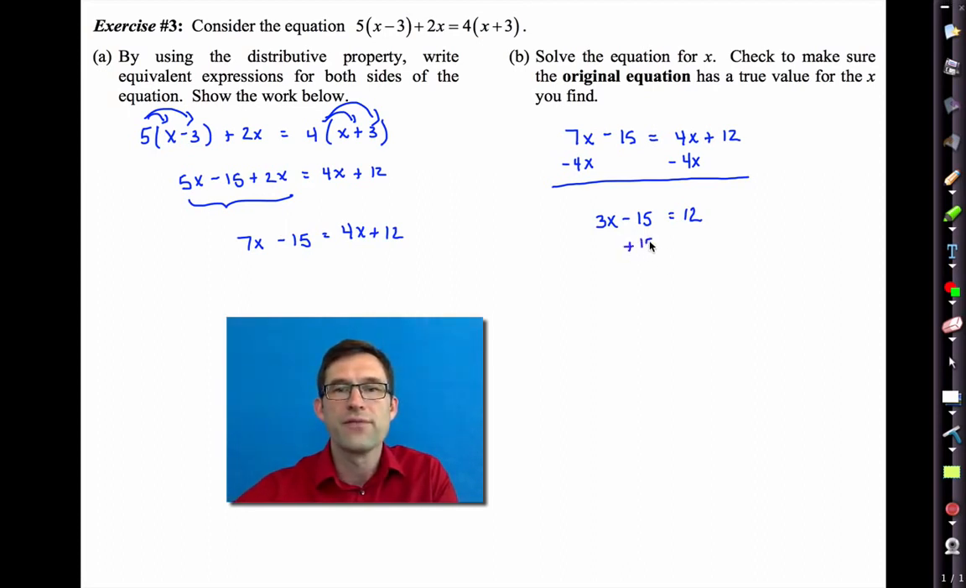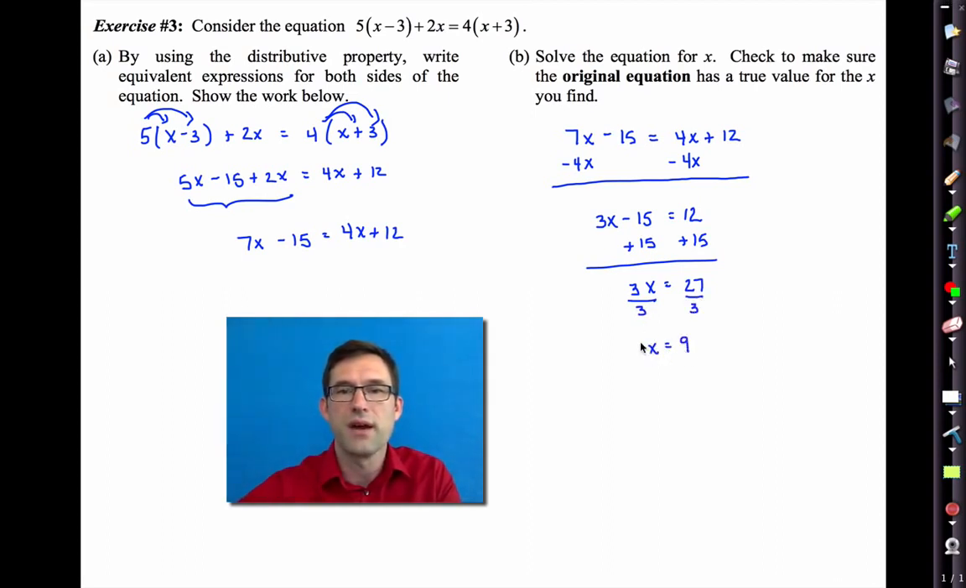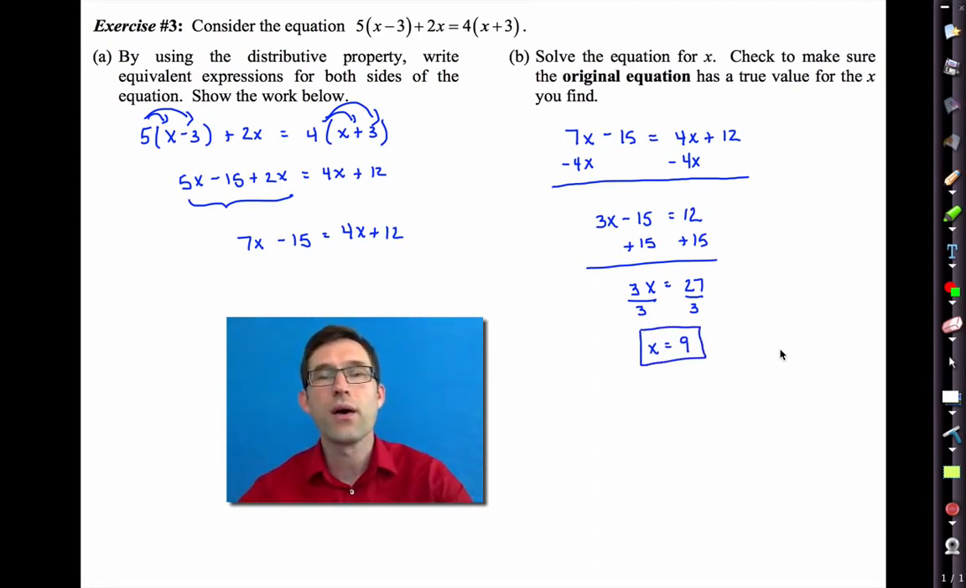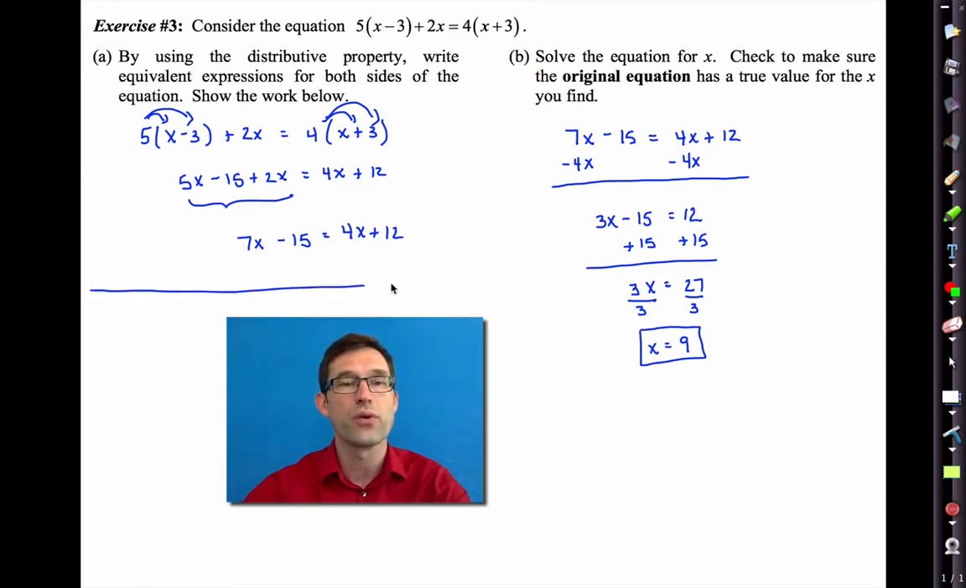Now we can add 15 to both sides and get 3x is equal to 27, and then divide both sides by 3. And that'll get me x equals 9. And there's our solution. Now, last but not least, we can certainly check to make sure that this is a solution. How do we do that? Well, we do that by using what we learned a couple lessons ago, which is that something is a solution to an equation if it makes the equation true.